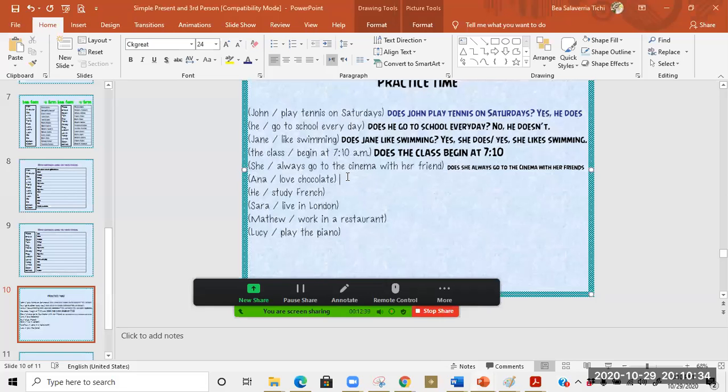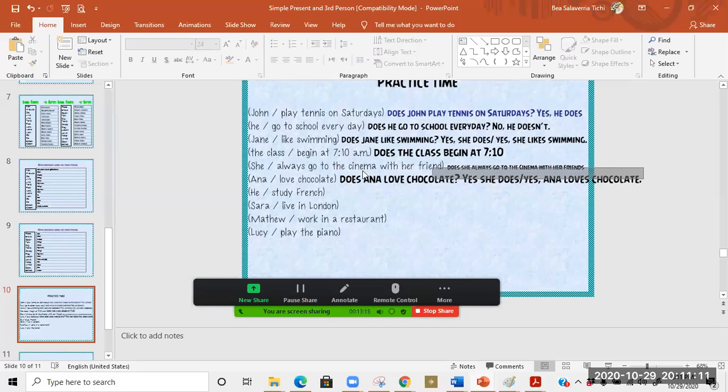Okay, let's do the first one together. The first one is, does Anna love chocolate? Right? My answer is, yes, she does. Yes, Anna loves chocolate. Very good. Yes, excellent. Yes, Anna loves chocolate. Mm-hmm. Very good.